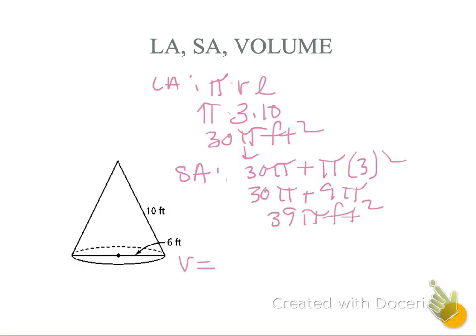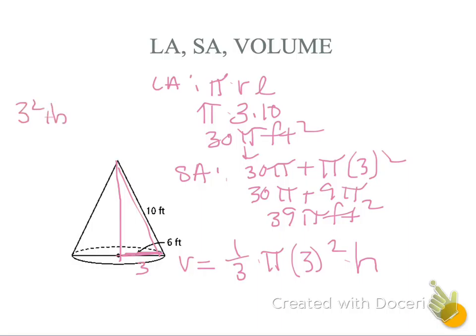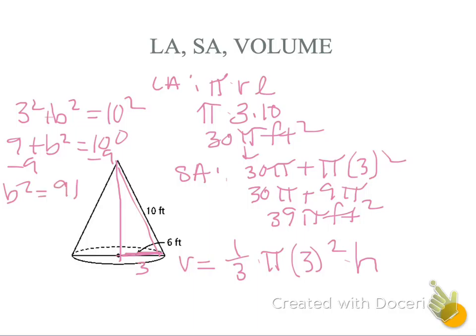My volume is going to be 1/3 times pi times your radius, so 3 squared times your inside height. I don't have my inside height. I know this is 10. This little portion here is 3, so we have to use Pythagorean theorem. So it's 3 squared plus b squared equals 10 squared. So 9 plus b squared equals 100. Subtract 9. B squared equals 91. Square root both sides, the square root of 91.